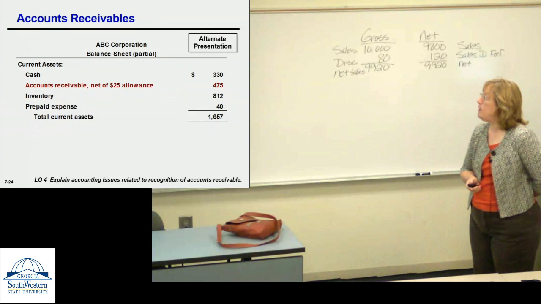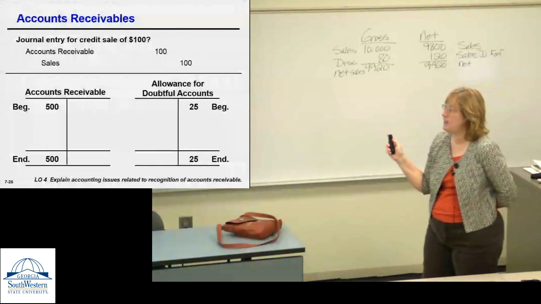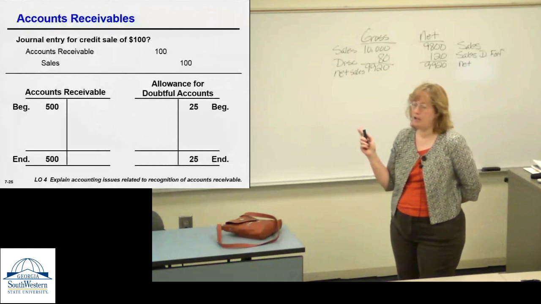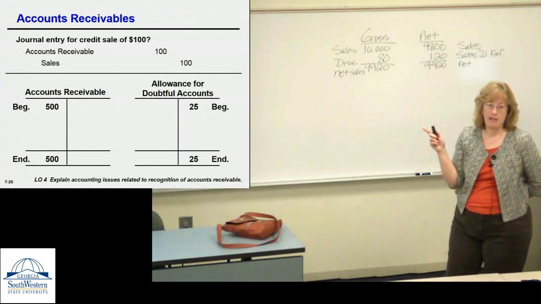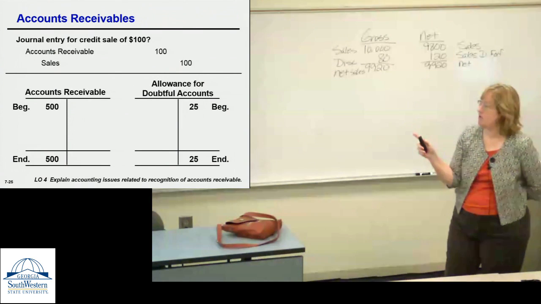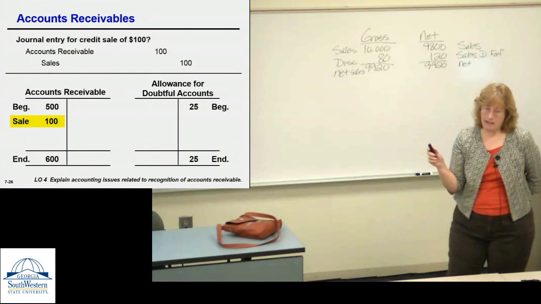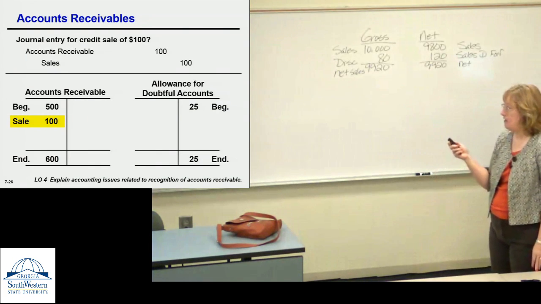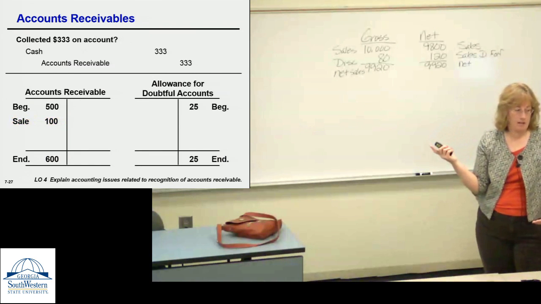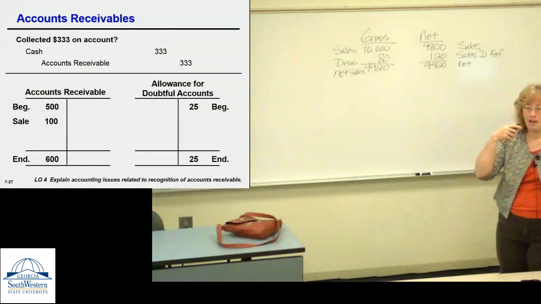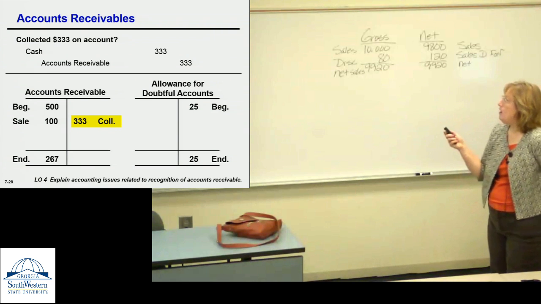So when we make a sale, so here's our accounts receivable and allowance. When we make our sale, our entry is to debit accounts receivable and credit sales. So that's where the sale goes, there on accounts receivable, adding to our accounts receivable. And then if we collect some money on our accounts receivable, it goes as a credit to accounts receivable. So this is just kind of showing you what the journal entries in accounts receivable look like.